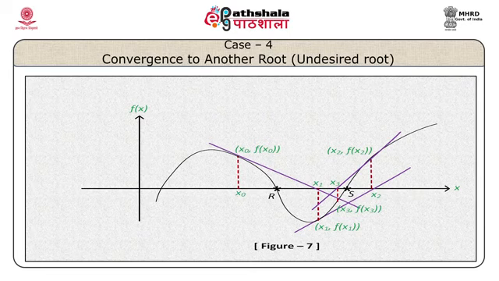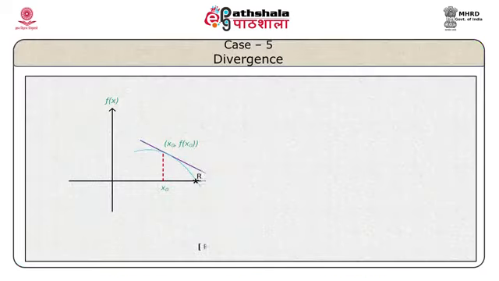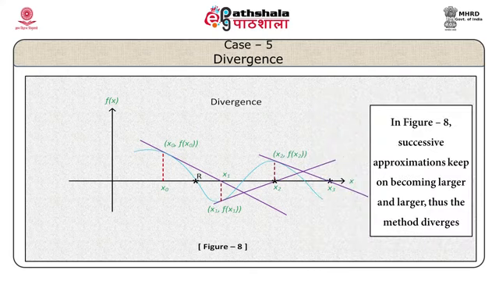And let us look at the next pitfall, and that is the method may diverge. Let us look at the curve which has bends. So, we begin with the initial guess x0, and draw the tangent to the curve at x0, f x0.